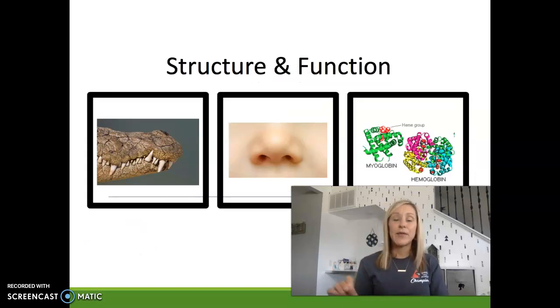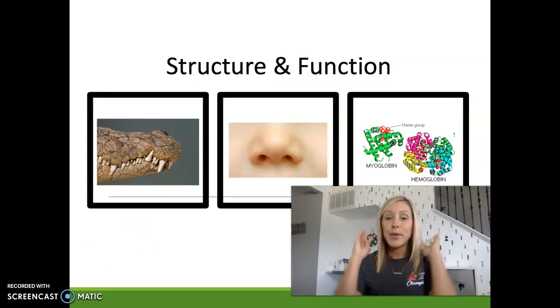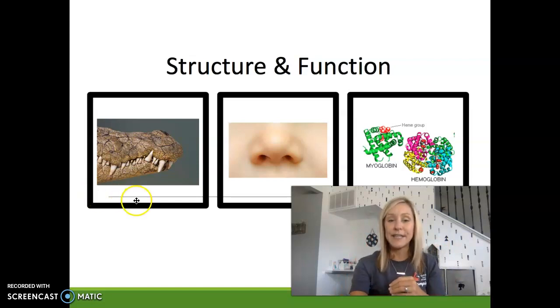So let's take what we did on the last slide and put it into our science, all right? So right here on the left, you're going to see a snout. You're also going to see some teeth in there. What inferences can you make about those teeth?